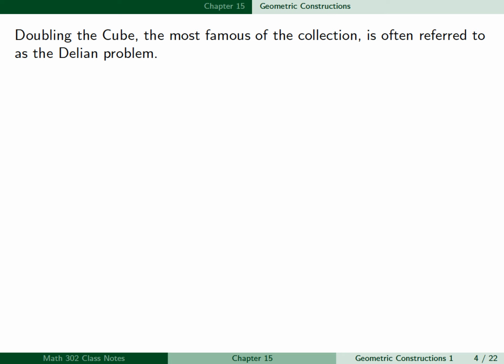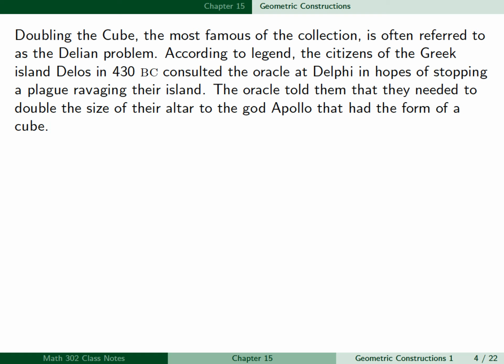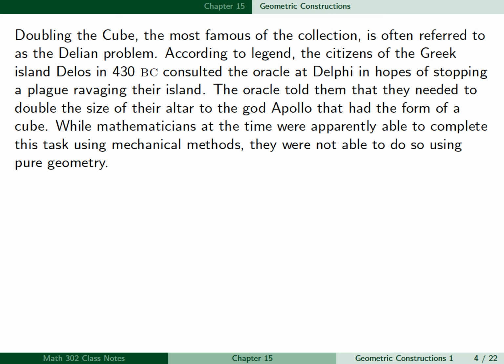Doubling the cube, the most famous of the collection, is often referred to as the Delian Problem. According to legend, the citizens of the Greek island Delos in 430 BC consulted the oracle at Delphi in hopes of stopping a plague ravaging their island. The oracle told them that they needed to double the size of their altar to the god Apollo that had the form of a cube. While mathematicians at the time were apparently able to complete this task using mechanical methods, they were not able to do so using pure geometry.